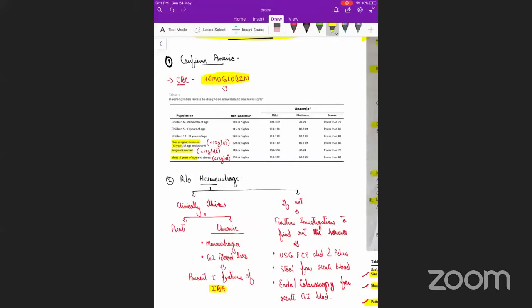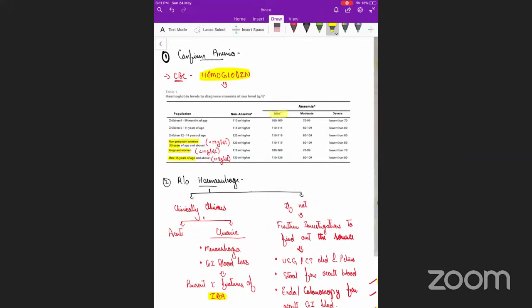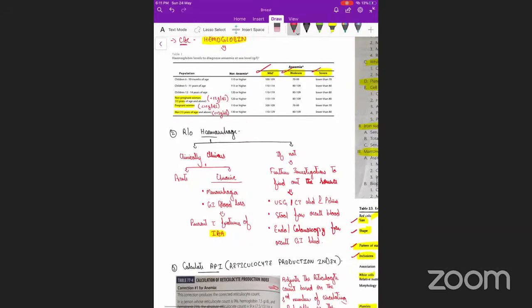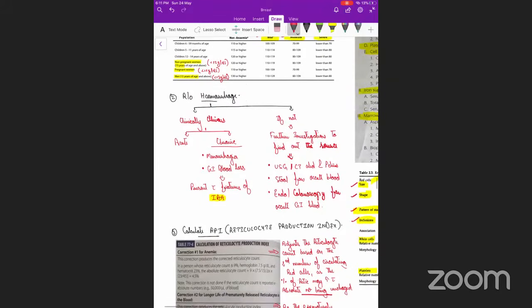Then we can classify anemia as mild, moderate, and severe. This is how we classify anemia, based on the hemoglobin levels. For the values, you can just refer to the table. Next, what do we do? Once we confirm that there is anemia, next we are going to rule out hemorrhage. First, we'll rule out hemorrhage as the cause of anemia through our investigation.